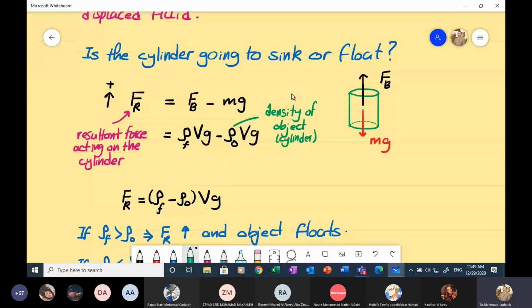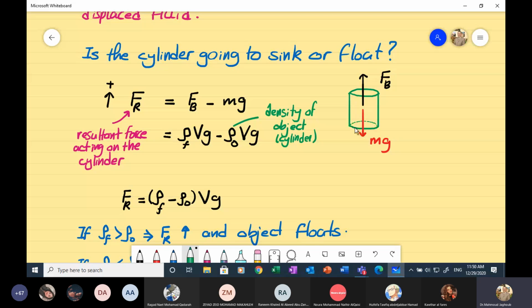Okay, let's formulate this a little bit more. I have written down FR. FR is the resultant force acting on the cylinder. Now the cylinder has two forces acting on it. The buoyant force vertically upwards, which is the difference between the force from the liquid upwards and the force from the liquid downwards, and the weight mg. If I take upwards as positive, the resultant force will be F buoyant minus the weight mg.